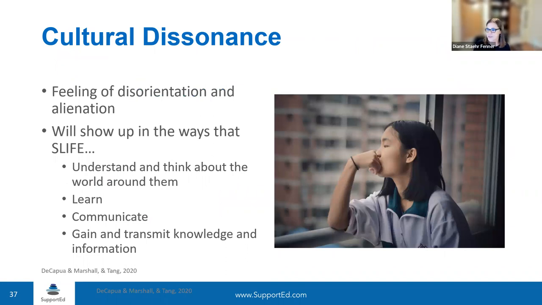We also know that when SLIFE enter schools, they can feel cultural dissonance: disoriented, alienated, isolated. This can show up in the ways that you see here about SLIFE, these few areas that we describe. For a lot of SLIFE, nothing or maybe little of what they experience tends to be honored and respected in their new environment. So they're often seen as lesser, less capable than their peers and even other multilingual learners who might not understand and know how school and learning tasks function. So that's definitely something to keep in mind with our students.